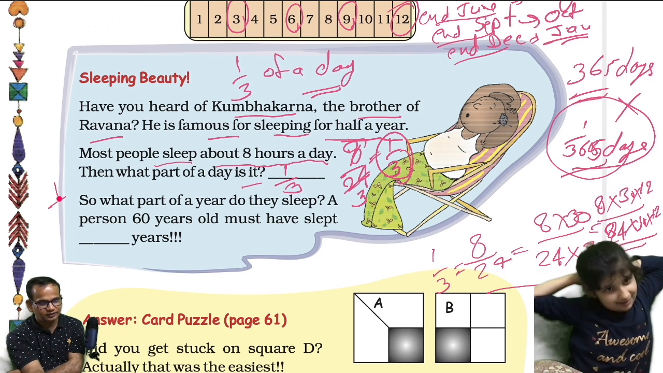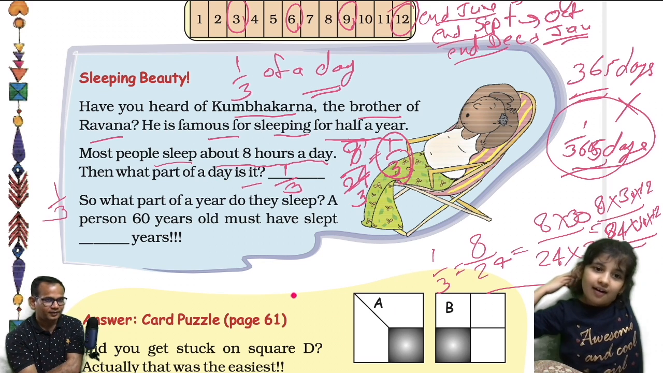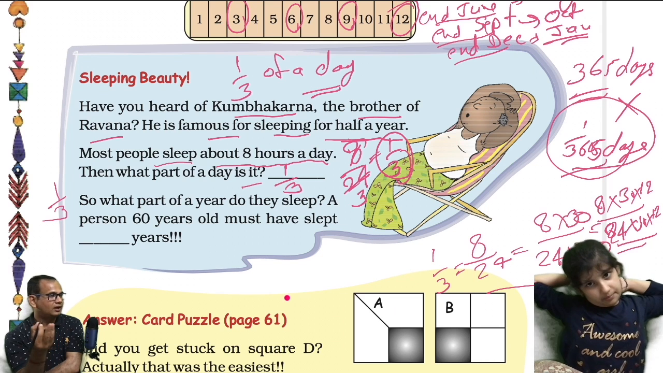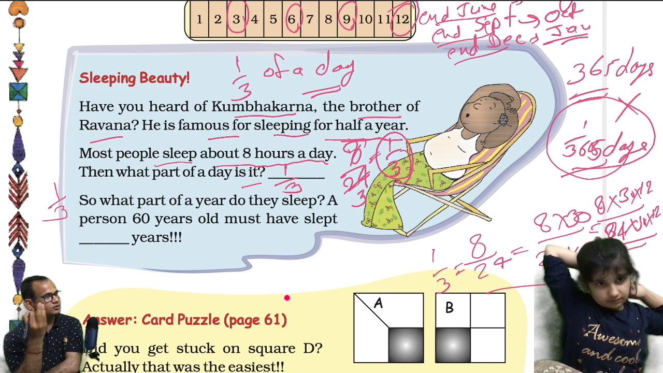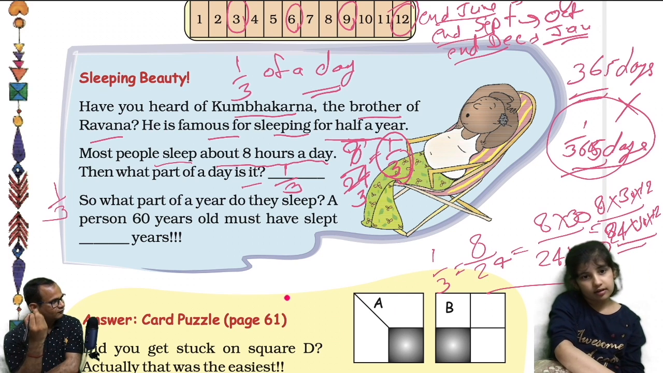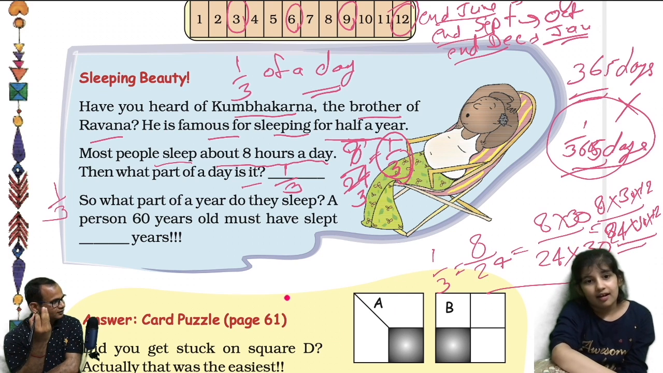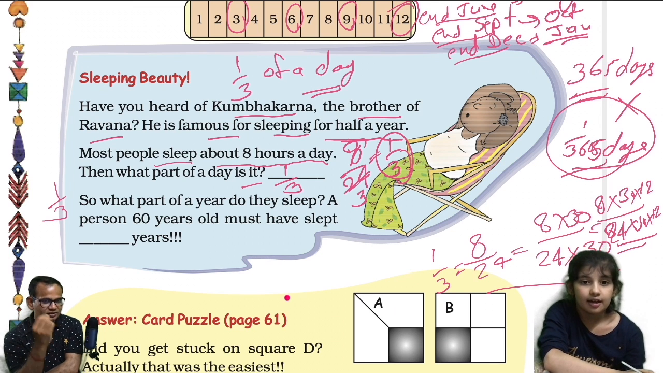Yes, 1/3. Same as 1/3 of a day. In a day they sleep 8 hours, which is 1/3 of the day. So for 365 days also they will sleep 1/3 only. Correct? 1/3 of a month also they will sleep. Understood? That won't change.